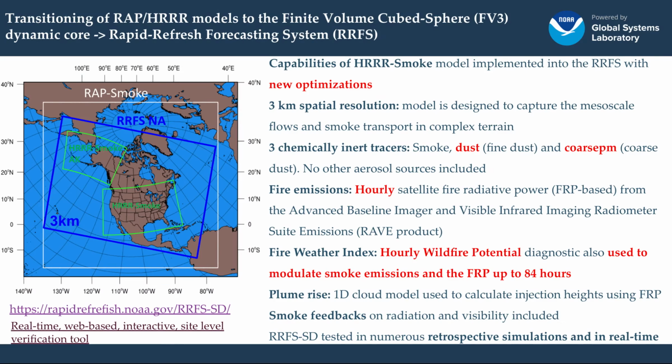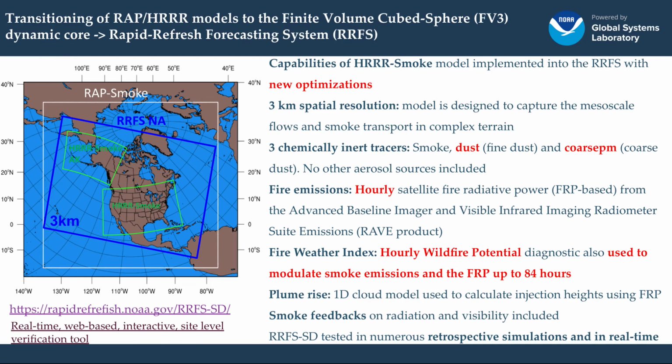Our motivation is the transitioning of the RAP and HRRR models to the finite volume cubed sphere FV3 dynamic core. On the left are the three domains. RRFS is in blue and it covers the entire North America. The two HRRR domains and most of the RAP domain are covered by one single domain at 3 kilometers resolution.